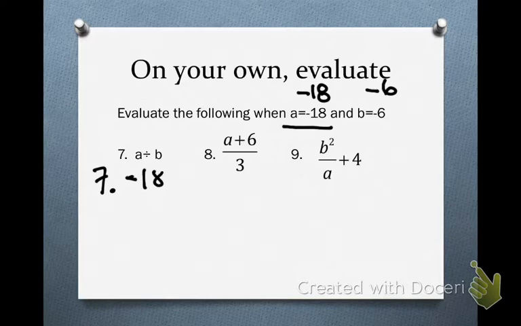I'm going to show you the first one, number 7. You're going to have negative 18 divided by negative 6, and you're going to give me an answer. So evaluate whether you should have a negative or positive integer as your final answer. Go ahead and pause the video. When you're ready to move on, first enter all of your answers in the text box on the right, and then move on.